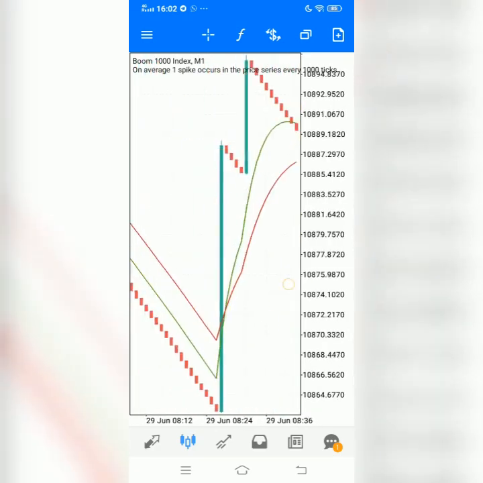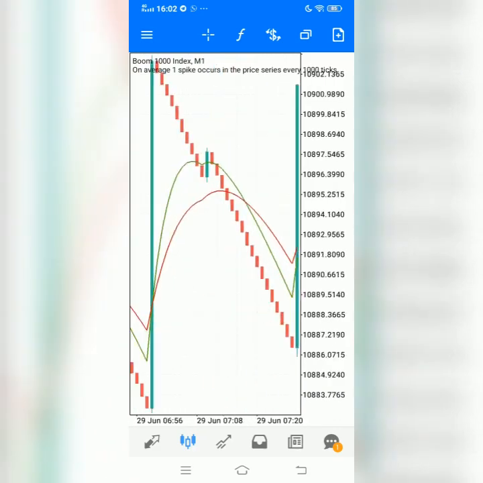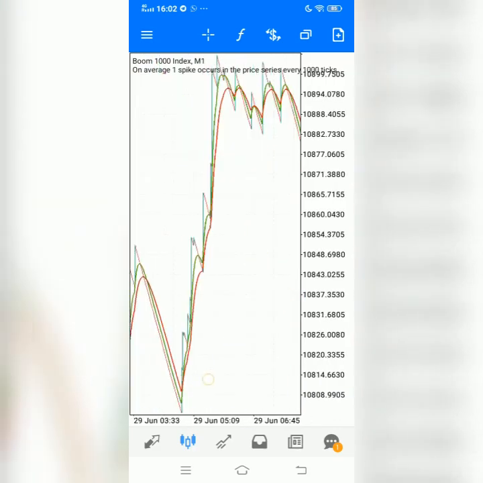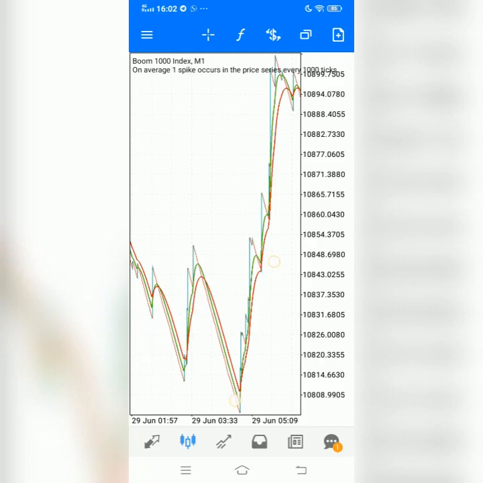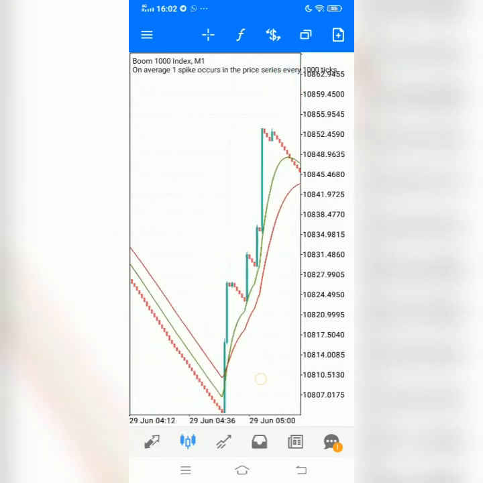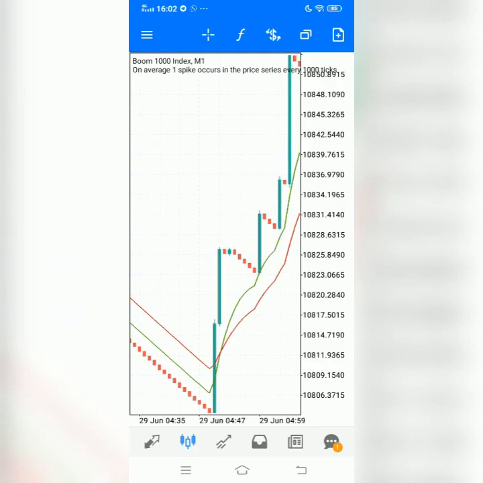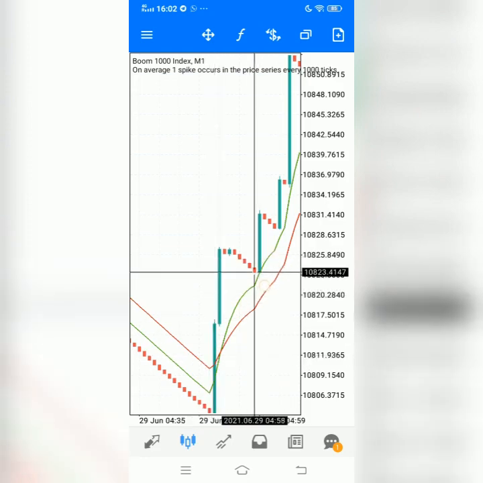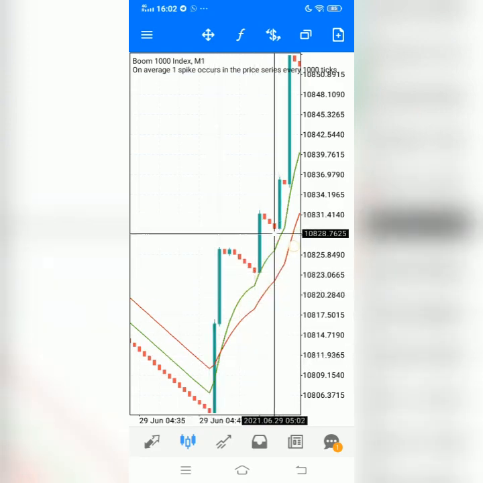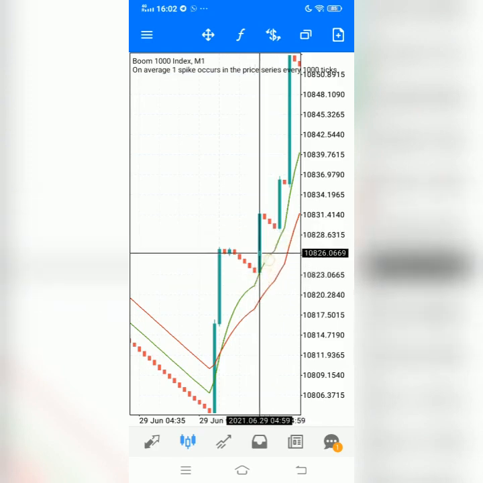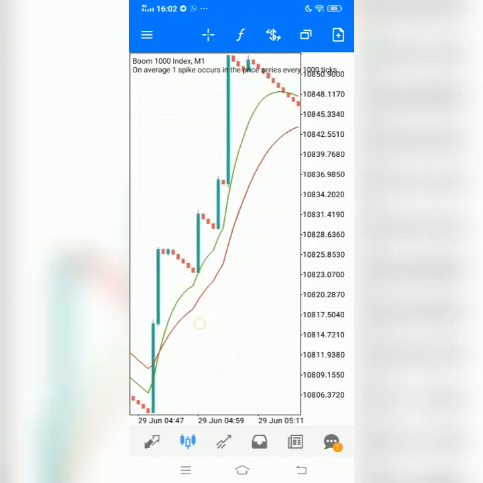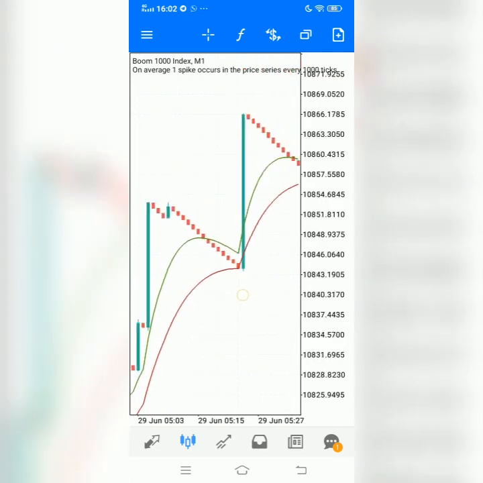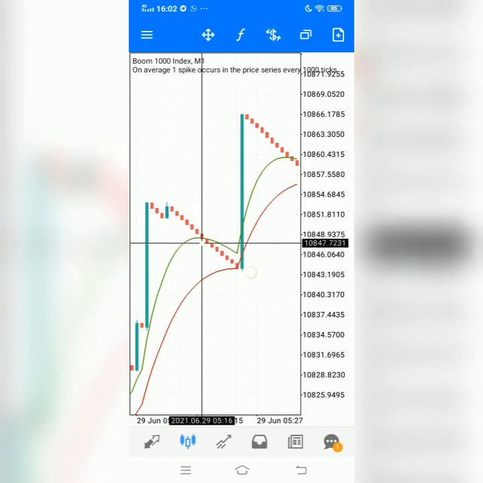Okay, let's go back and check somewhere else. Just see over here. So over here we have a nice crossover again. Over here we have the crossover and the spike occurred. We wouldn't have caught this one over here. We wouldn't have caught this one over here as well because the green did not cross over the red candle. So let's see what would have happened. So we would have only caught the spike over here.